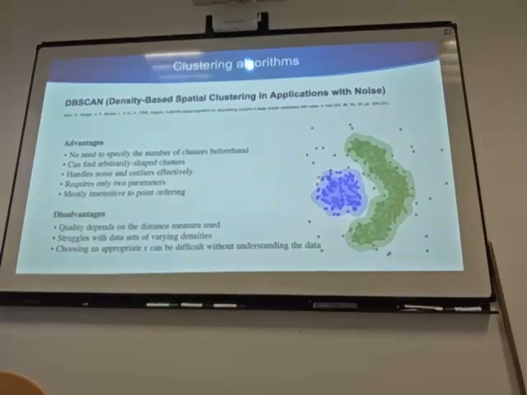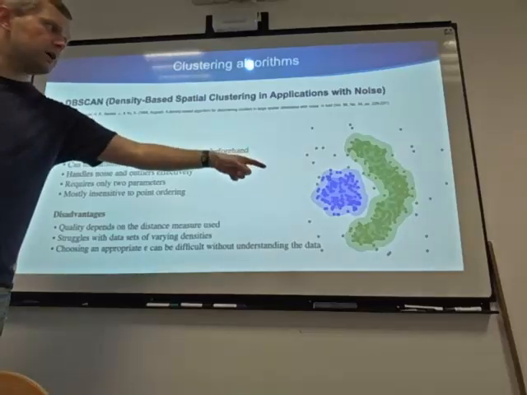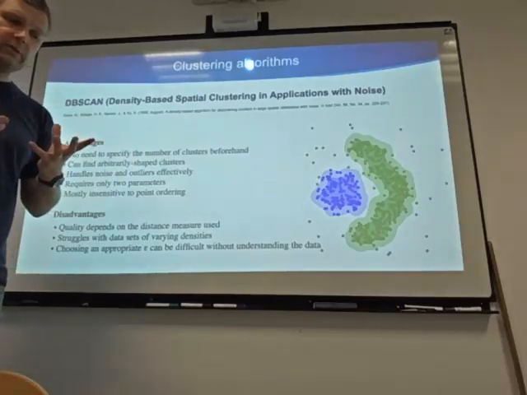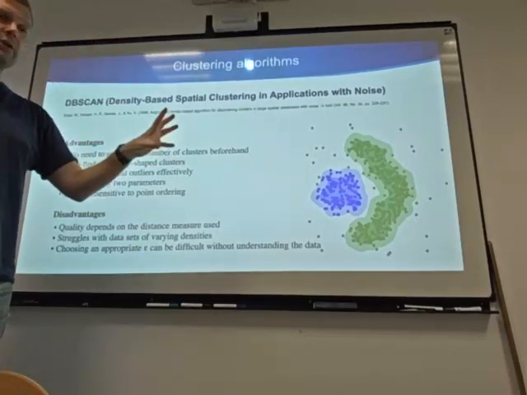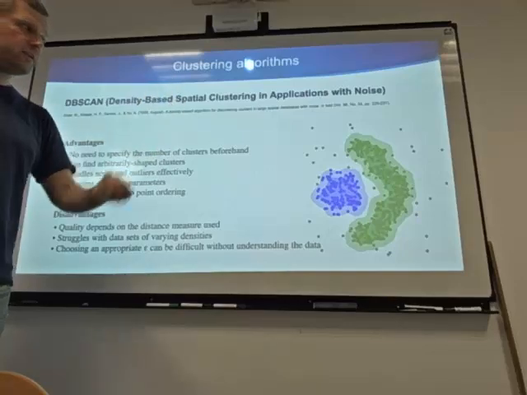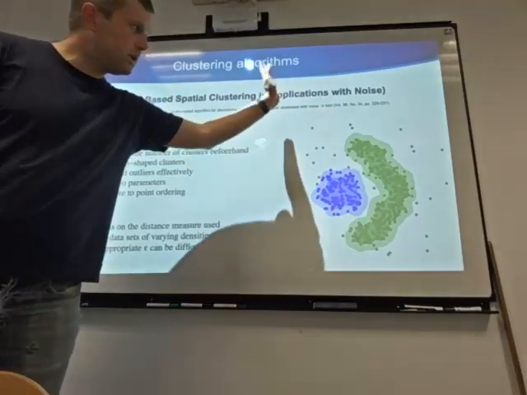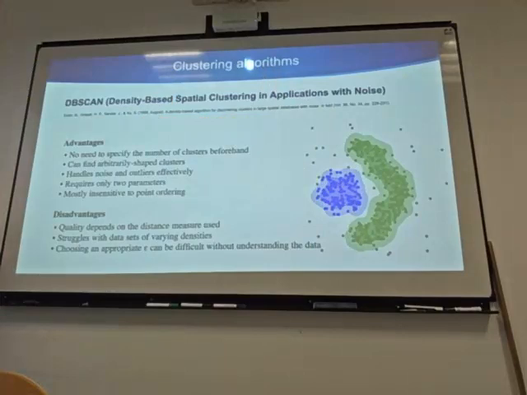So the advantages are here. There is no need to specify the number of clusters. This is automatic. And it can find arbitrarily shaped clusters, because I have not described it, but you have a lot of clustering algorithms that are using Gaussian fitting. So you try to find Gaussians with some covariance in your dataset. Here you can find any type of connected clusters. And then it handles noise and outliers quite efficiently and requires only 2 parameters.